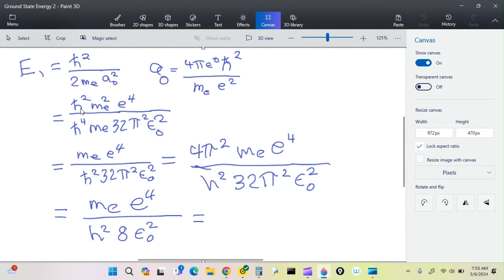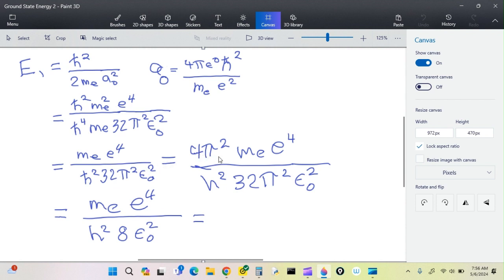Okay, h squared over h to the fourth. These cancel out. I've got h squared down here. m_e squared over m_e just leaves m sub e in the numerator. e to the fourth, well, there's nothing to cancel out with e to the fourth. And let's see, what else do we have here? m_e, I think we covered that one. Now, let's see what else we can cancel out. 32 is, oh, let's go over here.